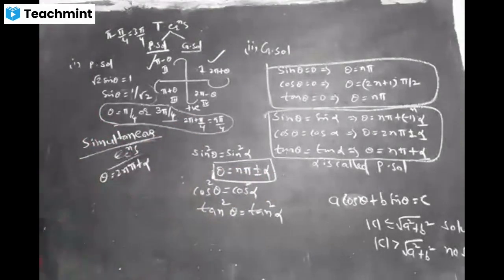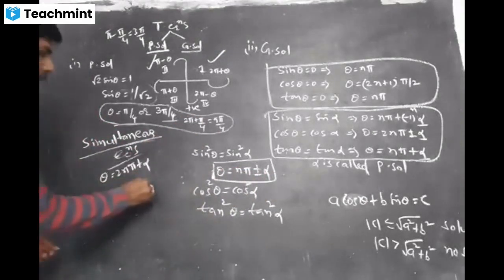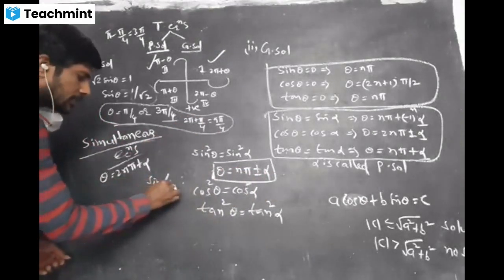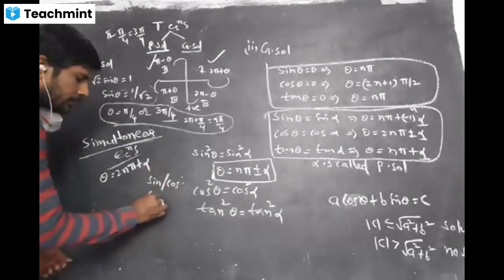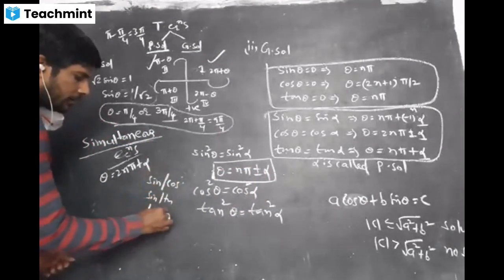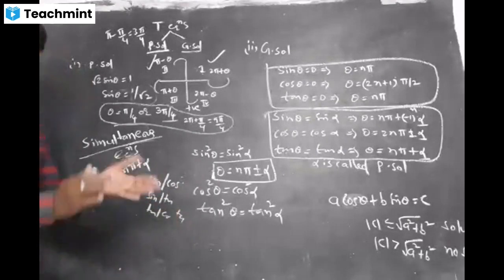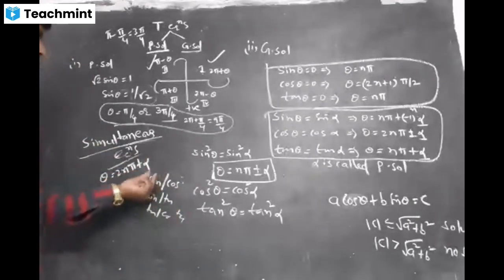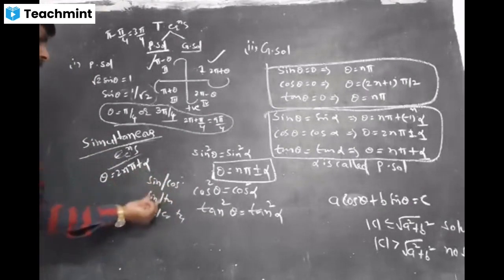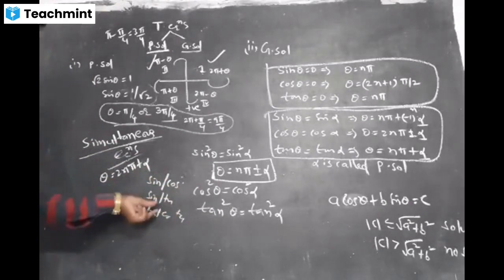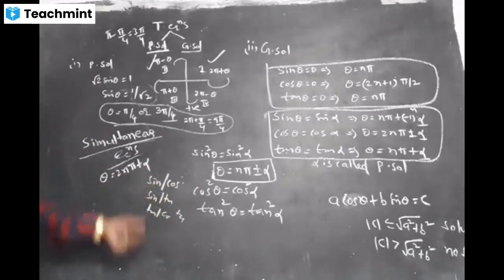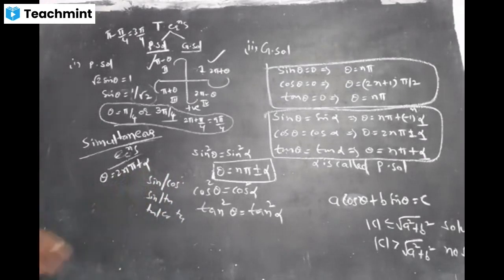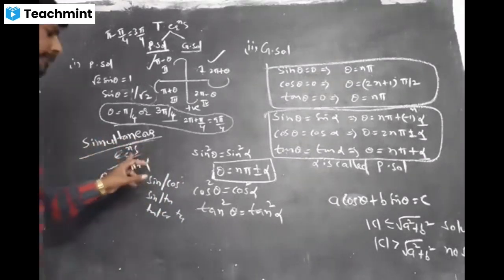Simultaneous equations mean a mix of sine and cos, sine and tan, tan and cot, tan and cos, a mix of different trigonometric functions. Such mixed trigonometric functions are called simultaneous equations.